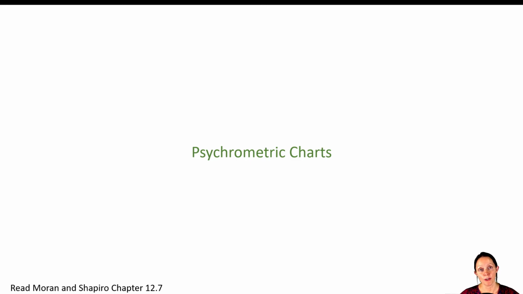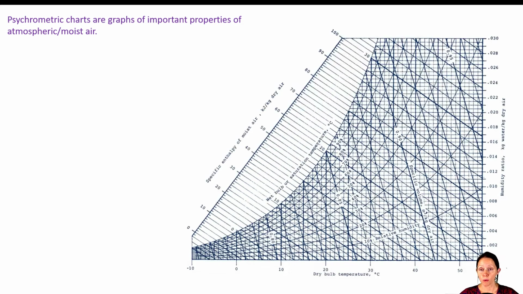In this segment we're going to learn how to use the psychrometric charts. The psychrometric charts are just a graphical representation of important properties of atmospheric or moist air. And the charts that you have are only valid at 1 atm, so it's very important to remember. You have these in English units as well, still only valid at 1 atm.